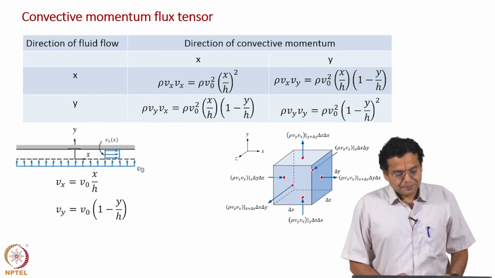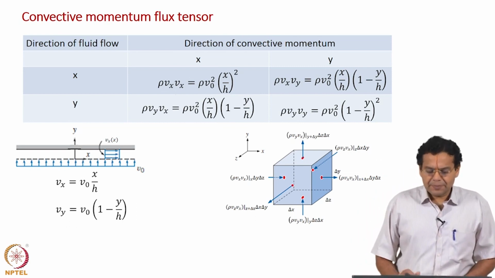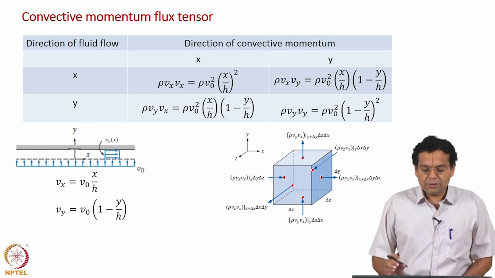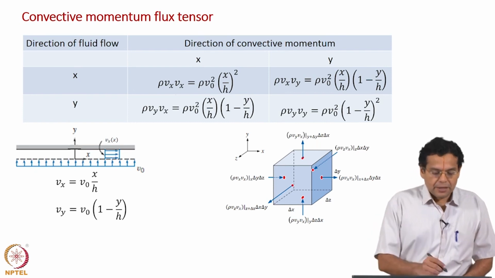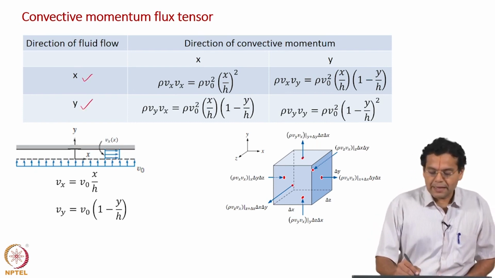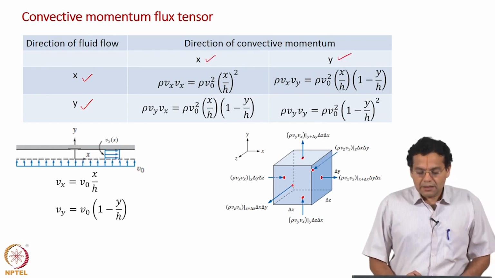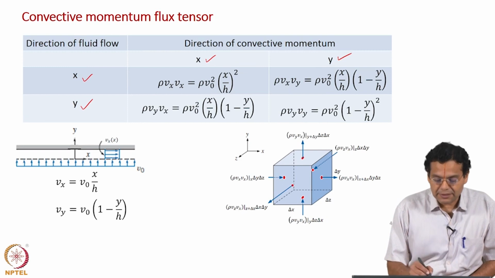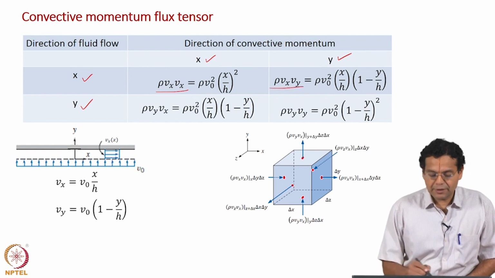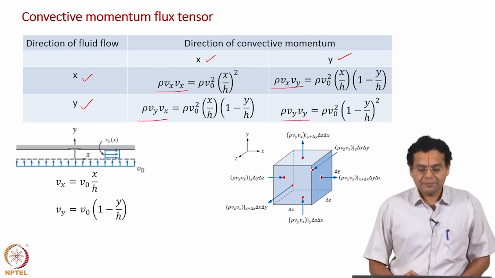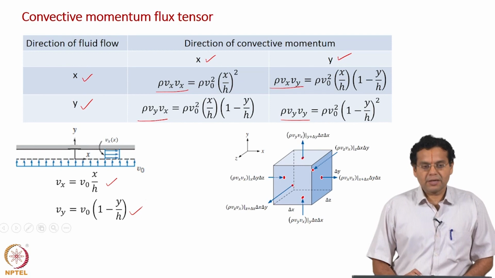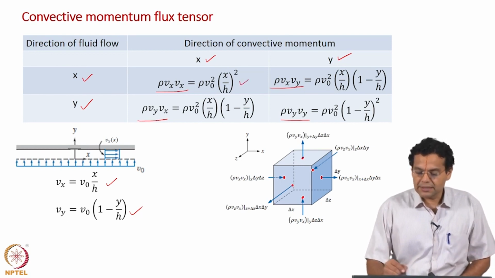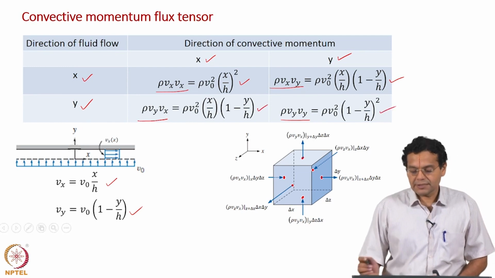Now, the convective momentum flux tensor, we have seen this earlier. What I have shown here are only 4 components of the 9 components, because there are only 2 directions for fluid flow and 2 directions for the momentum. As we have seen in the previous slides, the 4 components are rho Vx Vx, rho Vx Vy, rho Vy Vx and rho Vy Vy. Very simple: we are given the x component of velocity and the y component of velocity, and just simple substitution will give us these expressions for the momentum flux tensor.